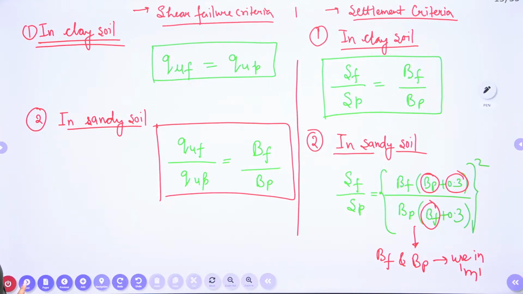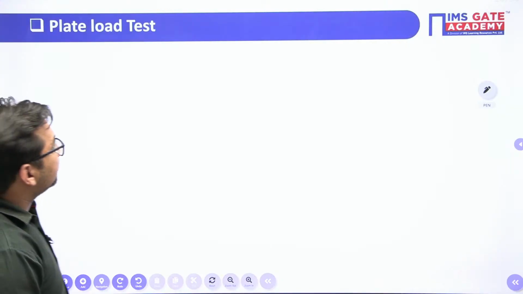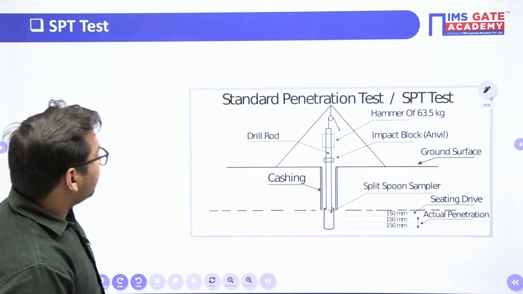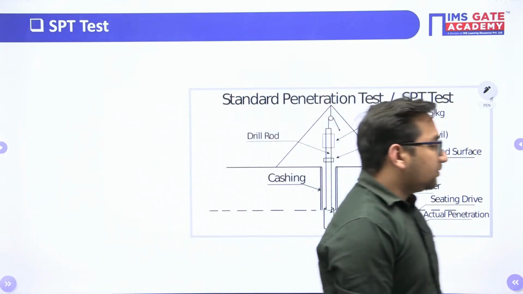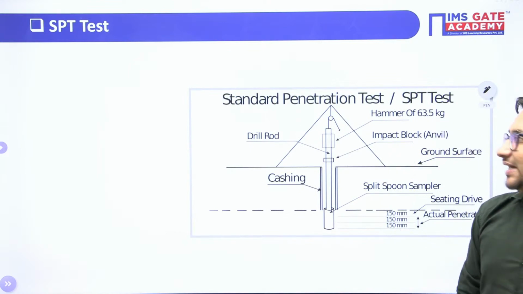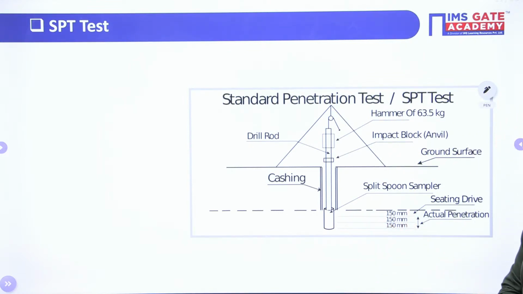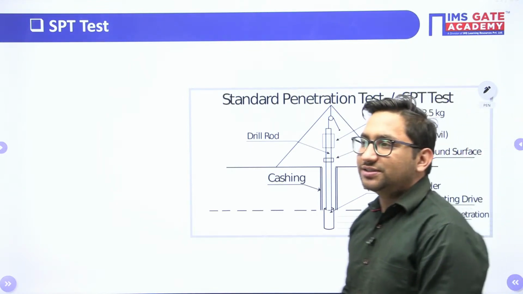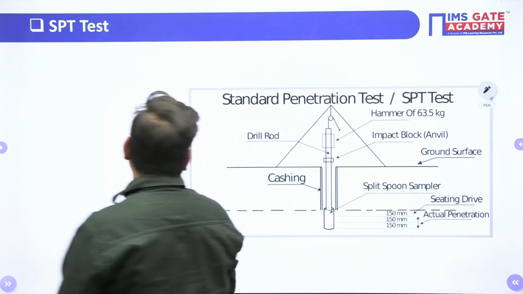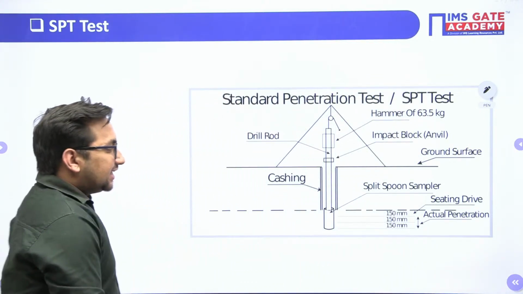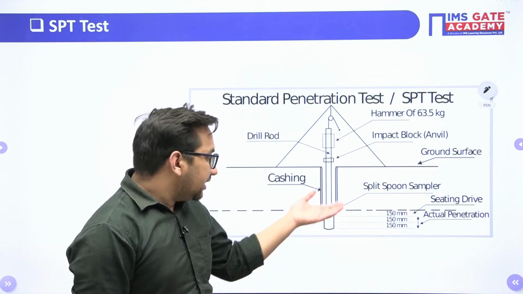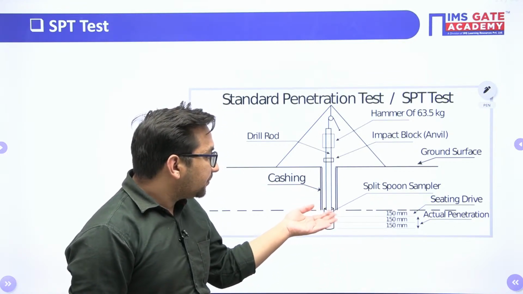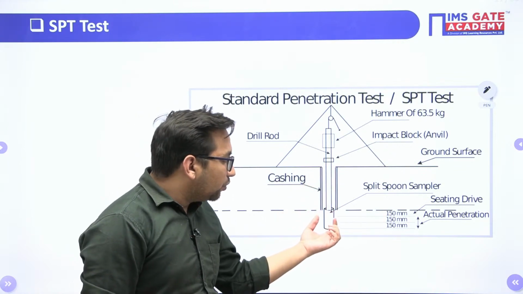So this is all about your plate load test, right? There is another in situ test for the calculation of bearing capacity of soil, that is your SPT test or standard penetration test. Now try to understand first what we are doing in this SPT test. In this SPT test, there is a split spoon sampler. So we insert this split spoon sampler after making a borehole, right?